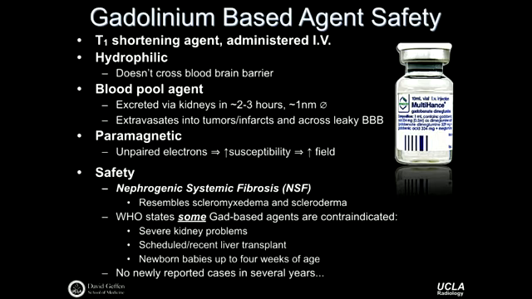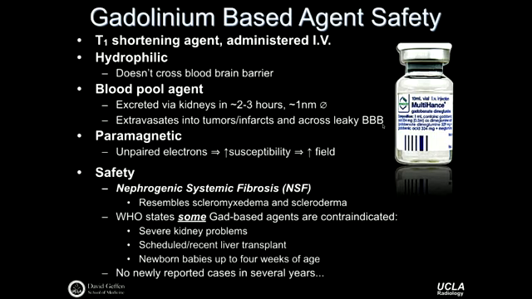Not all this is critical for this class, but the most common kind of contrast agent used in MR are the so-called gadolinium-based agents. Gadolinium is a heavy metal. It has to be chelated to some other compound because gadolinium by itself is highly toxic. These agents are T1 shortening agents, so they're going to decrease the T1 for tissue compartments that they reach. They're hydrophilic, so they can't cross the blood-brain barrier. And they're blood pool agents that are excreted by the kidneys within a couple hours, and they extravasate into things like tumors and infarcts in your heart across a leaky blood-brain barrier.